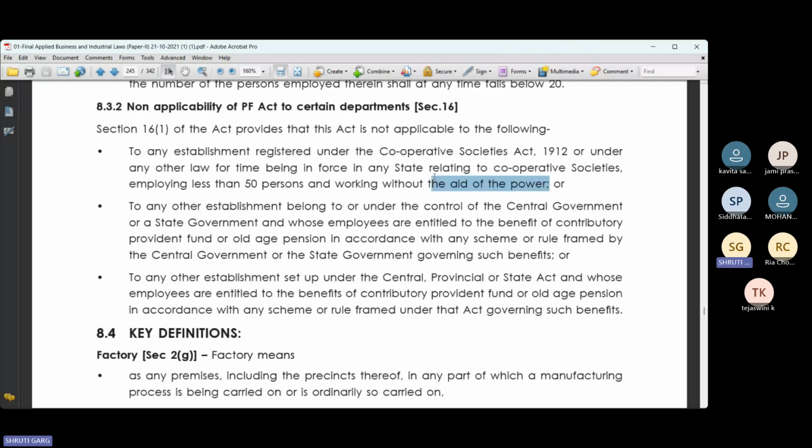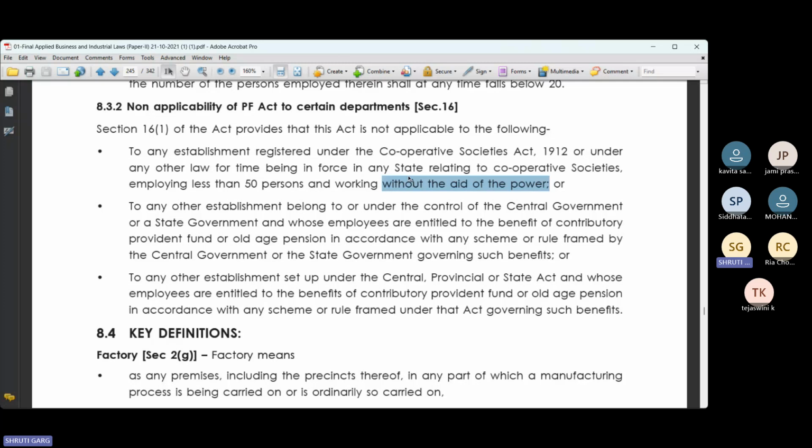Without the aid of power means, see, there are two types of labor. Number 1, the labor who works manually. Number 2, the labor who works with the aid of power, electricity, generator, right? Or by machine, by taking help of the machines. There are two types of labor. So this Act will not be applicable to the cooperative societies.